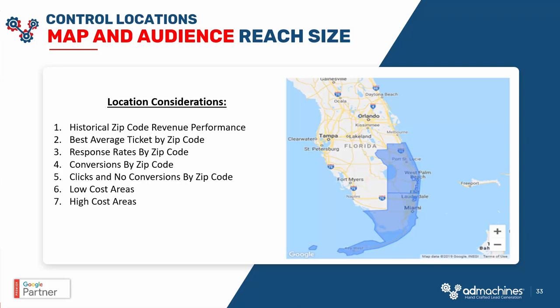You can draw a circle on the map and you can run a 30-mile radius campaign, or you can drill into the actual zip codes and create campaigns for every city and town, and that's going to take you much more time to build, but it's well worth the time investment because it yields a much better rate of return on your ad investment. And that's exactly what we do here at Ad Machines. We go the extra mile and really build campaigns at the city level.